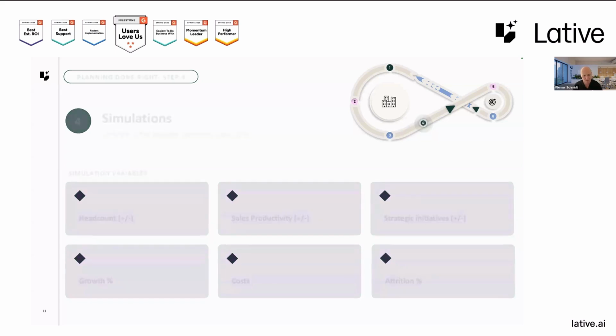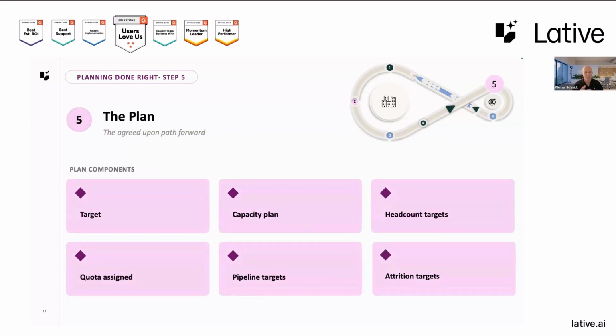Okay, so from four, heading into five, the plan. Now we've done our simulations, we've agreed it. You've been awesome speaking to and doing executive alignment. Everyone agrees, hey, this is the plan we're going to hit. You've got your CRO on board. Now I've set the targets, everyone signed off on that. We've got the capacity plan based on when we're going to hire people. That's all signed off with finance.